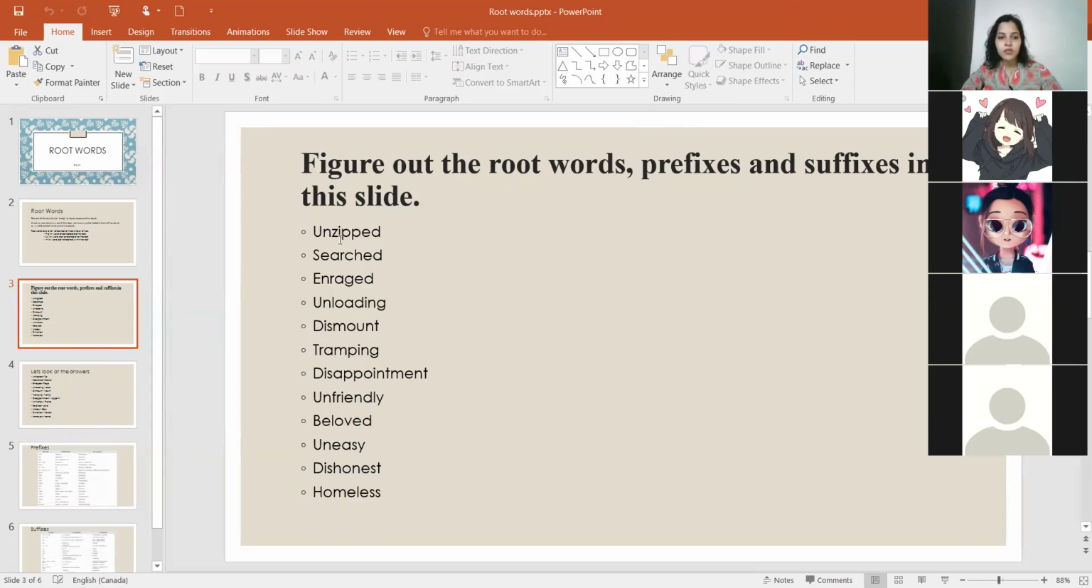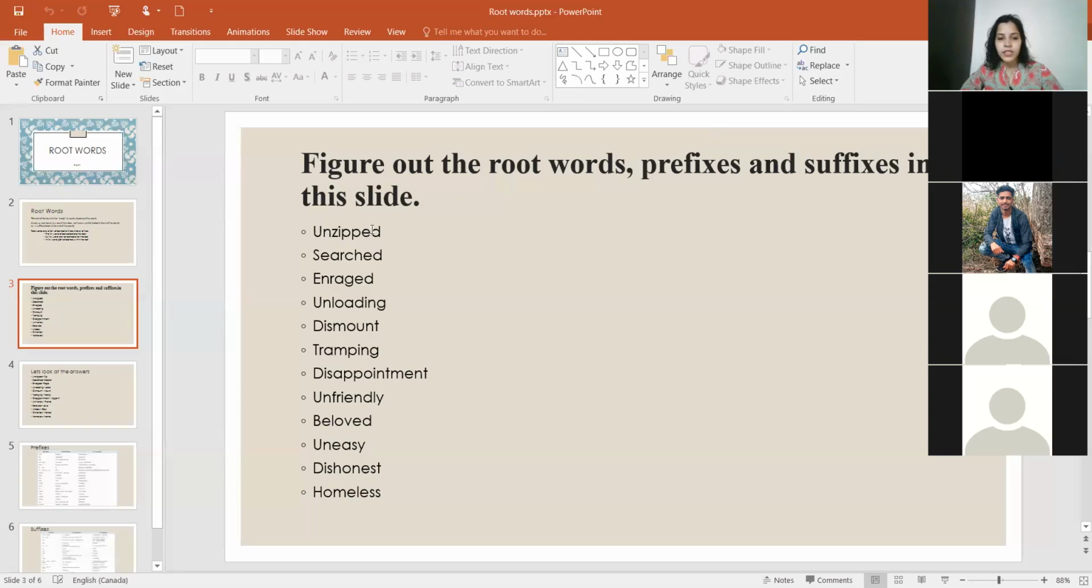So here we have this word unzipped. So what do you think is the root word in this word unzipped? Ma'am, un prefix. Yes, un would be the prefix. You're right. Okay, yes, Ankit says that zip is the root word. Very true. And what about ed at the end? Suffix. Yes, that would be the suffix.